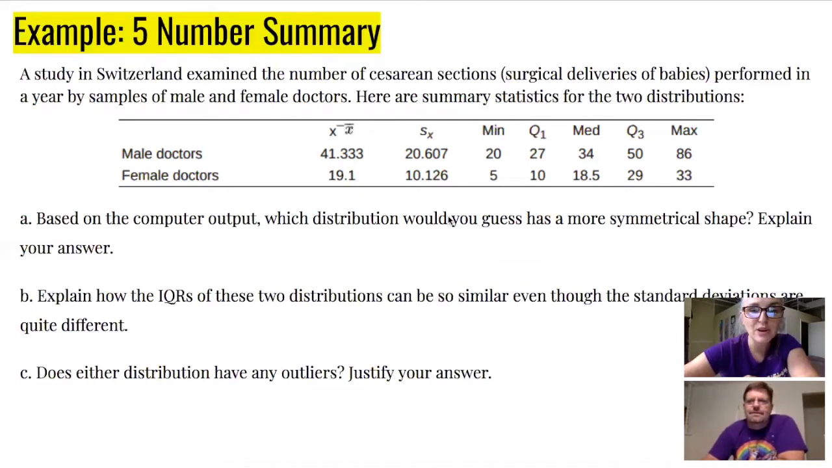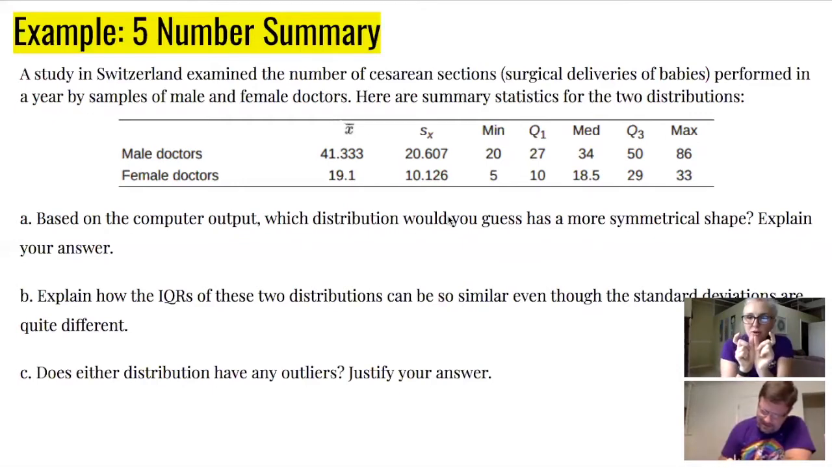Okay, so based on the computer output, which distribution would you guess has a more symmetrical shape? So, Mr. Bobby, when we're trying to decide if something has a symmetrical shape, we're thinking about a box and whisker plot. Why am I saying we're thinking about a box and whisker plot here? Well, because you've got mins and Q1s and medians and Q3s and maxes. Exactly. So how do we know when a box and whisker plot is symmetric? Well, we would have the whiskers being approximately the same length. Right. And we also could talk about the boxes inside the big box being about the same as well.